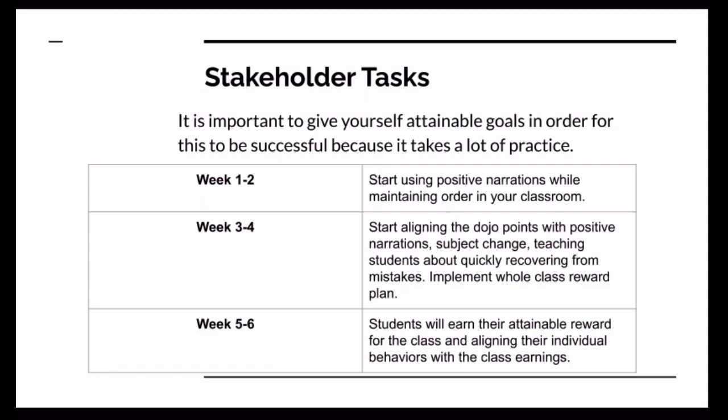And in weeks 5 and 6, you want students to earn their attainable reward for the class. You want to give them these rewards so that they know that this is coming and see if it works. So after they fill the jar the first time and they earn their party or their extra recess or guest speaker to come in, are they going to still work as hard to get those rewards later on? And if that's not working, then you have to reevaluate your plan and see what you can do instead.